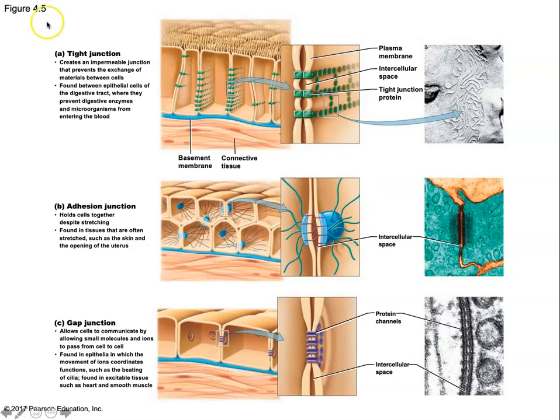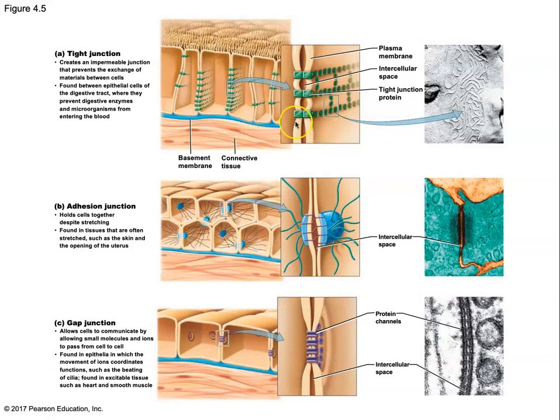The first one up here is a tight junction. Tight junctions form leak-proof seals. They're going to be found between cells that are lining the urinary tract and the intestines. They're going to be really, really tight junctions. They're going to be sort of like a zipper on a coat. It's going to form sort of an airtight seal.